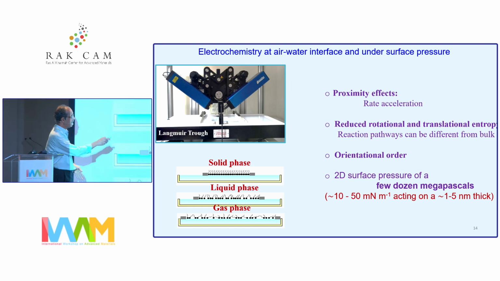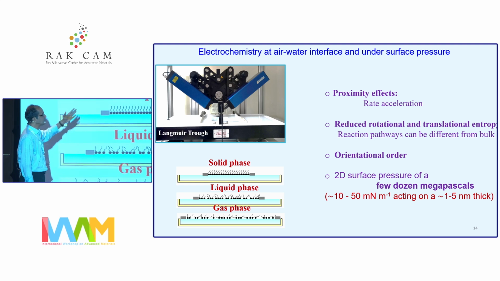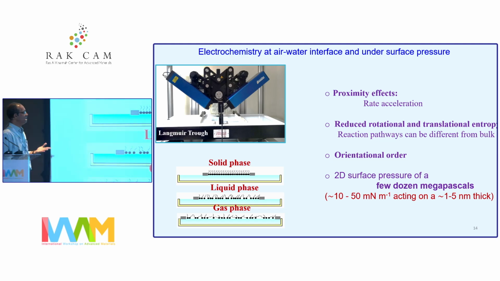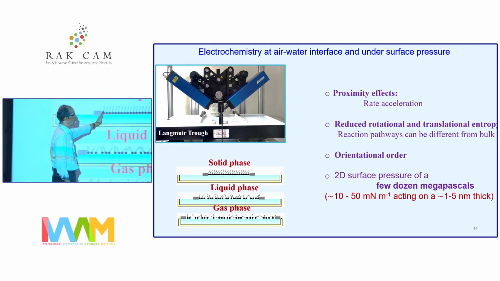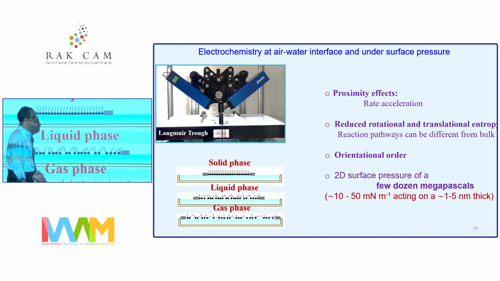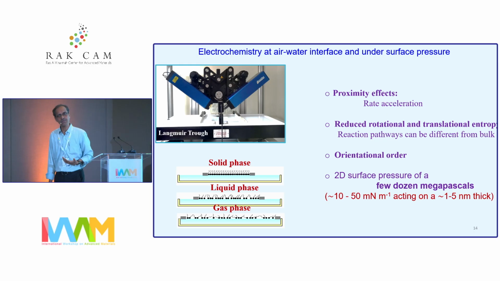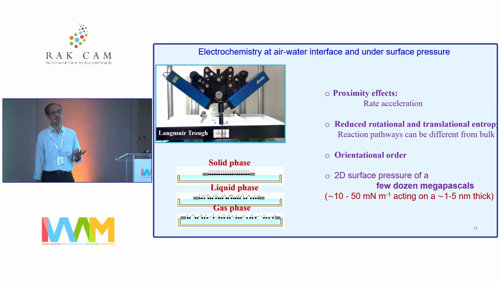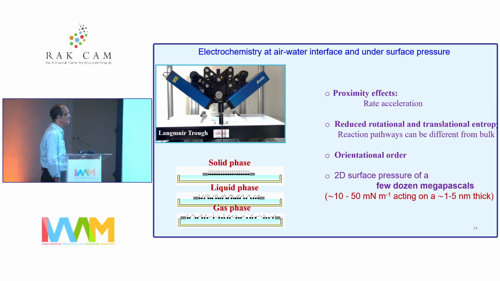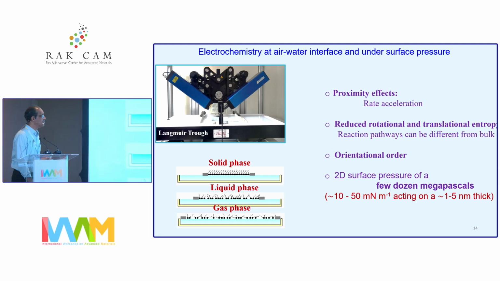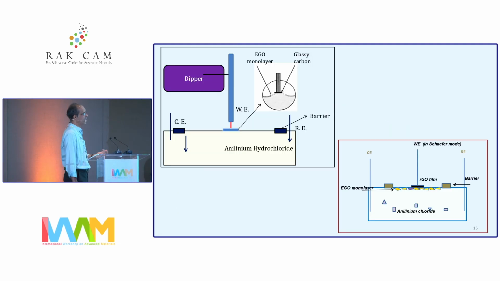What you see on the right is the properties of such monolayers. Why is it that we look at something like this? The proximity effect: they're all in close proximity to each other, with nice orientational order, and the surface pressure that we talk about is of the order of gigapascals. I just mentioned earlier that the electric field is of the order of 10^7. So in addition to that, you have another parameter that helps us control the kinetics and thermodynamics of this.